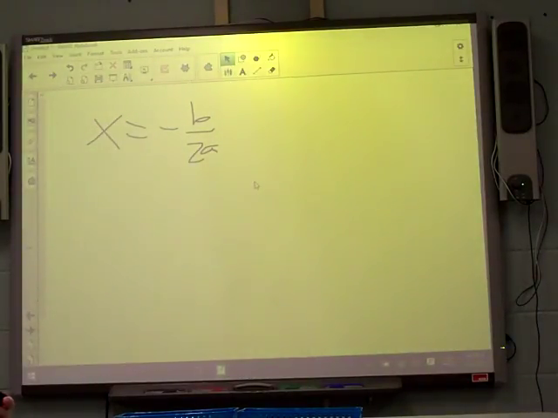So the b in that equation is 66. So I would have negative 66 over 2 times the a, which is negative 11. So that ends up being 66 divided by 22, which gets an x of 3.